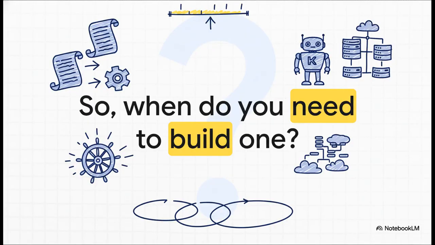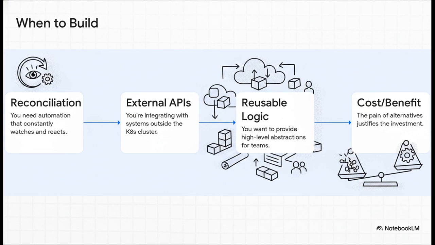Which brings us to the big question, right? The one that this whole thing is about. When do you actually need to build one? When does the problem get big enough that you have to take this leap? Well, it turns out there are 4 really clear signals. 1, you need ongoing reconciliation, something that is always watching, always fixing. 2, you need to talk to external systems, like a cloud provider's API. 3, you want to build a reusable self-service tool for other people in your company. And 4, the most important one, the pain of not building one is just too high.